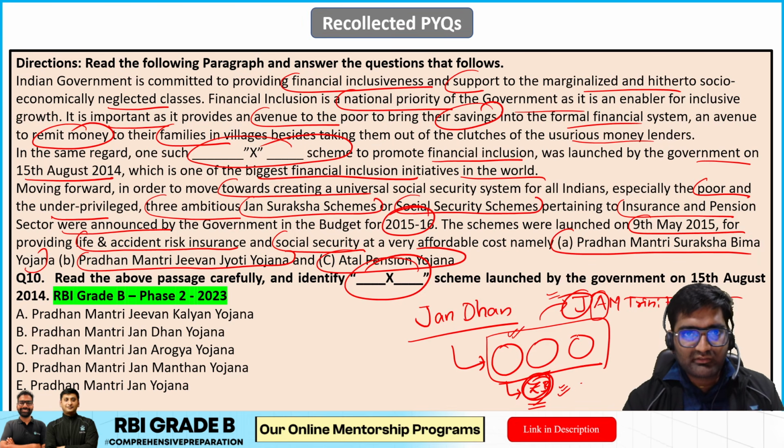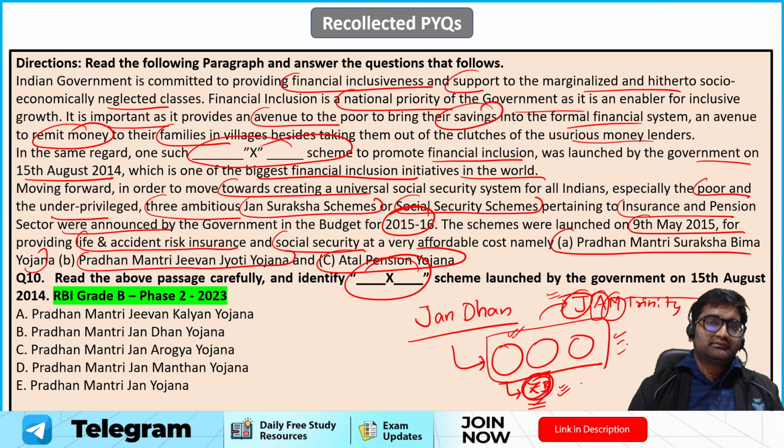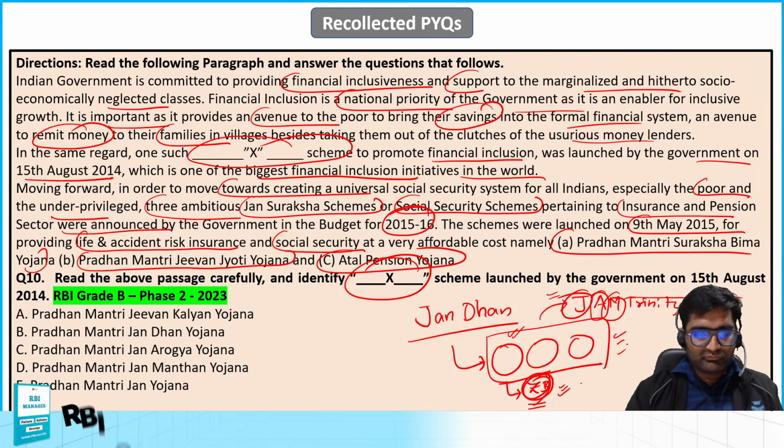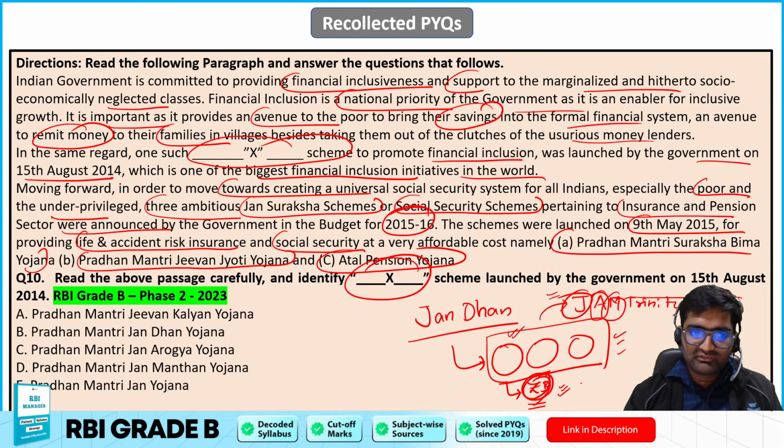And then we have the Aadhaar card. They are linked to the Aadhaar card, and through mobile these accounts can be accessed. So that is the JAM Trinity through which they are being connected. So please try to answer this question. Pause the video and try to answer it.